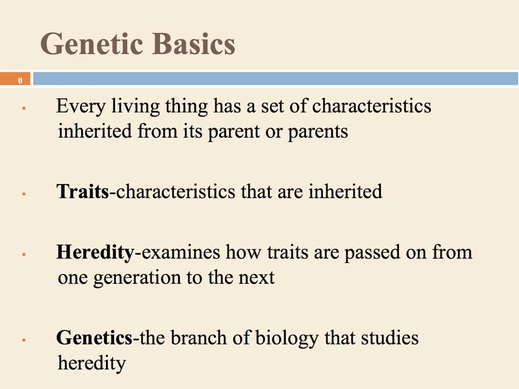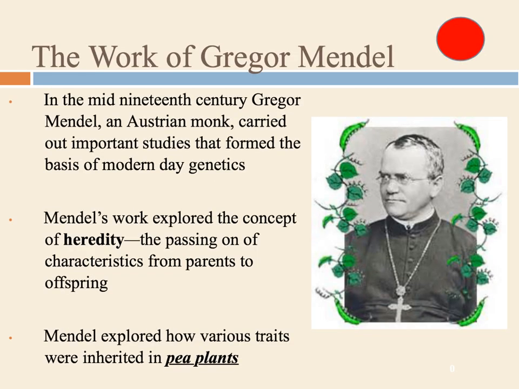Those traits have been studied, and we know that some of them are dominant, some of them are recessive, and we're going to talk about what that means in a moment. So a lot of what we know about genetics came from the work of Gregor Mendel. Because of his extensive work, he is known as the father of genetics. He was an Austrian monk, and he wanted to know how traits were passed from one generation to the next. So he did extensive work on how traits were passed in pea plants.